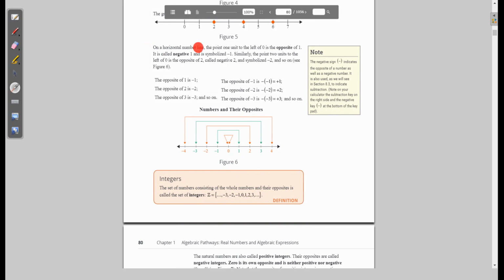On a horizontal number line, the point 1 unit to the left of 0 is the opposite of 1. It is called negative 1 and is symbolized by a negative 1. Similarly, the point 2 units to the left of 0 is the opposite of 2, which we call negative 2, and so on and so forth. We have a 0 here, and then going 1 to the left is negative 1, then negative 2, negative 3, negative 4, which again, as mentioned earlier, is the opposite of the right side here. So the third definition here is what we call integers.